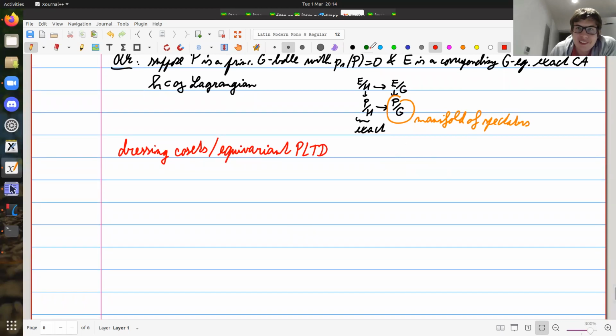Equivariant Poisson-Lie duality. And that's related to the story as follows. Suppose again that we are given two pullbacks. So you have two pullbacks. These are three Courant algebroids, and you also suppose that the ones on the left and on the right are exact, just as before. For instance, one coming from this construction if you take two different Lagrangian subalgebras.